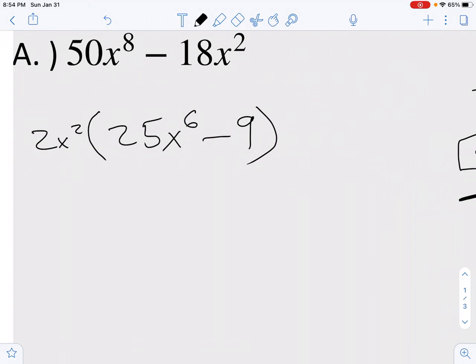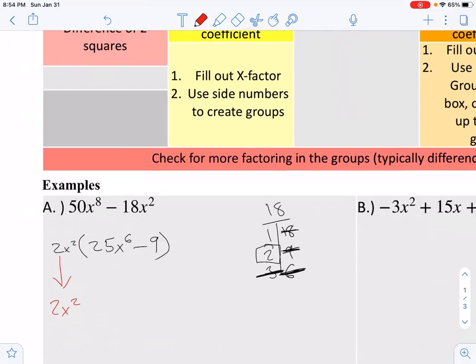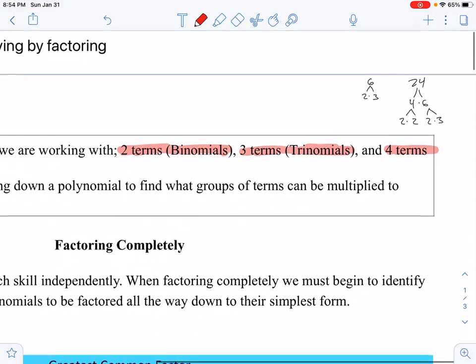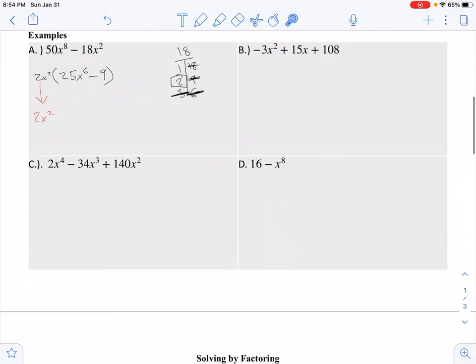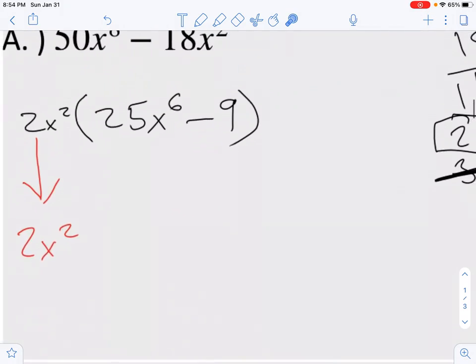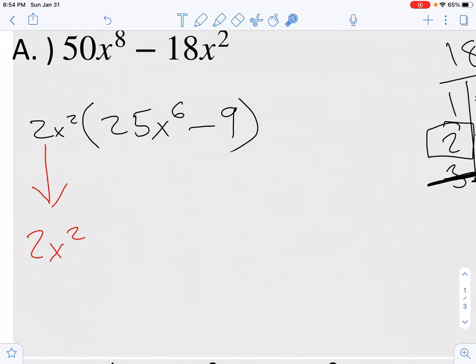So here's what I'm going to do. I can't forget about my 2x squared. Remember when I talked about breaking down 24? 24, if I use 4 and 6, then if I break 6 down further, I still can't forget about my 4. That was still used. Or if I broke 4 down, I still couldn't forget to break down 6. So I have to break everything down, and everything that I pulled out is still part of what's going on.